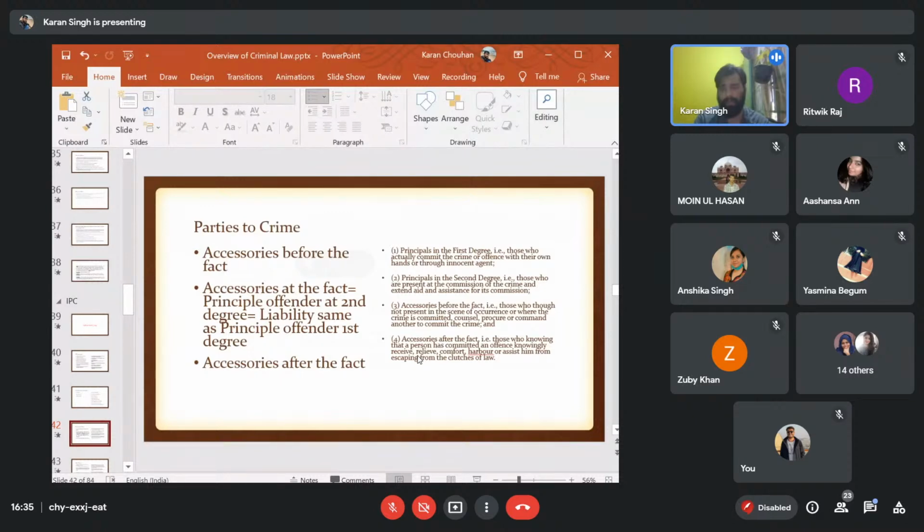Section 23, 24, wrongful gain, dishonestly, that you can read on your own. It's important, but there's nothing to explain there.